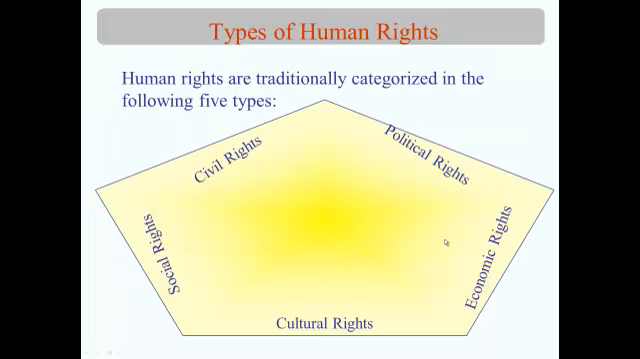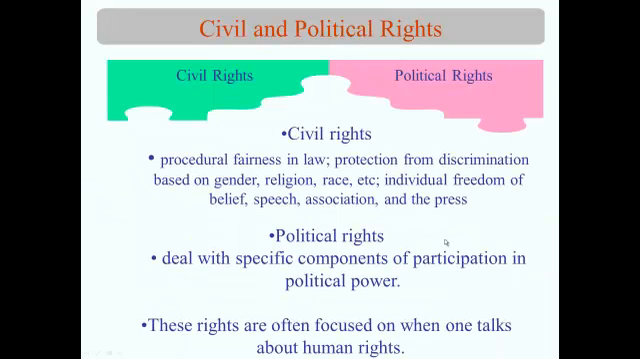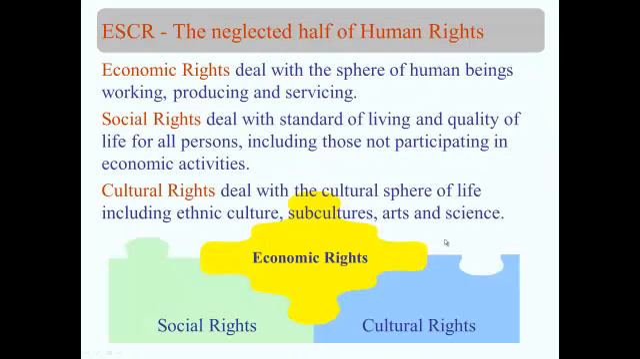Human rights are traditionally categorized in the following types: civil rights and political rights, which we said before are negative rights, rights of non-interference, whereas social rights, cultural rights, and economic rights are positive rights because you have to provide something to somebody. This slide shows the specification of civil rights and political rights. And this slide shows the economic, social, and cultural rights.